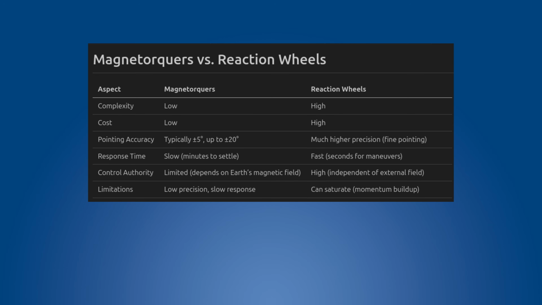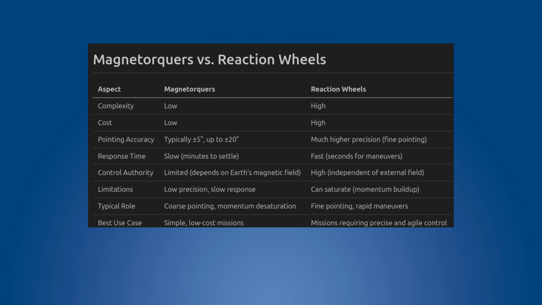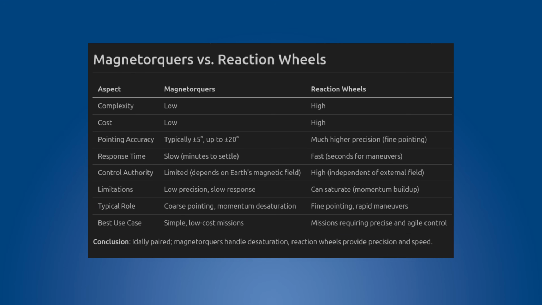But again, they are complex, costly, and will get saturated. So probably the ideal setup would be to have both. Magnetorquers for coarse pointing and desaturation, and reaction wheels for precision and speed. There is a lot to figure out on the Magnetorquer PCB side alone, like track width, number of turns per layer, number of layers per panel, and also how to drive them.